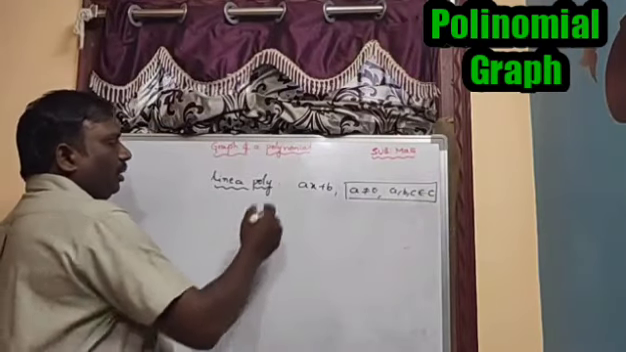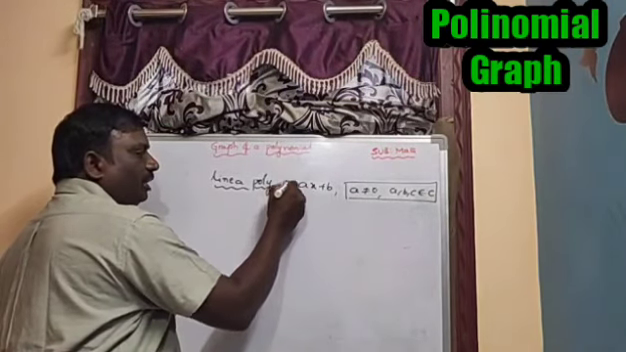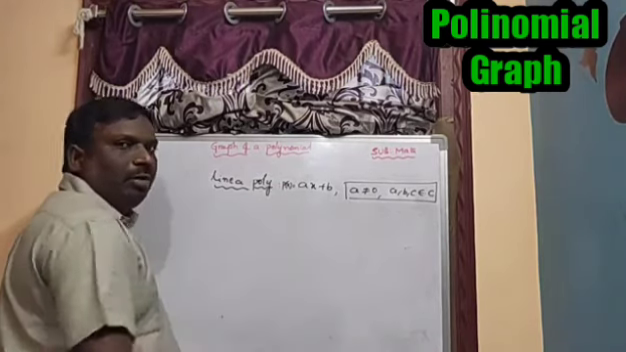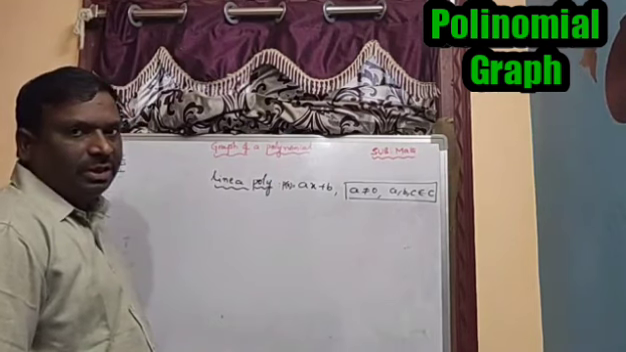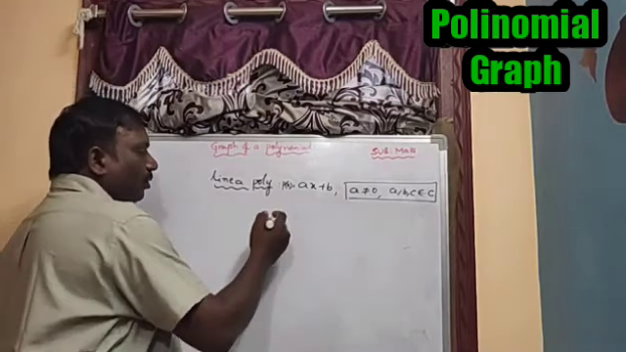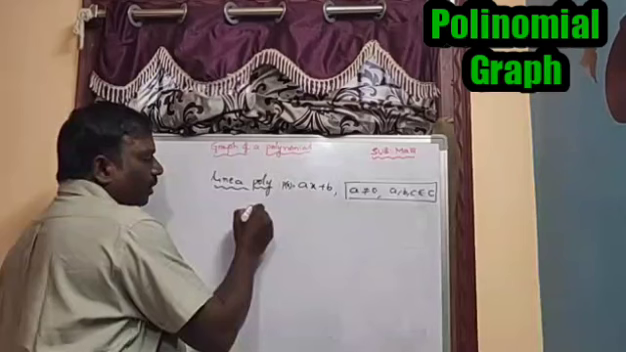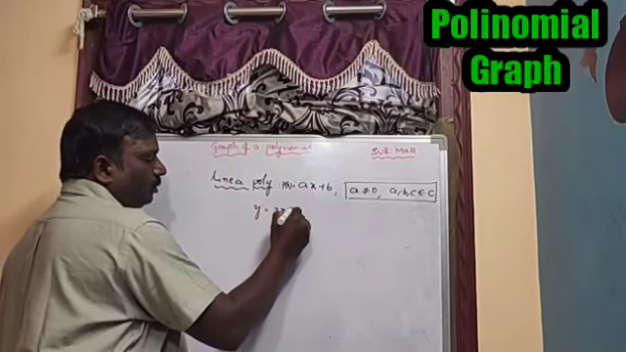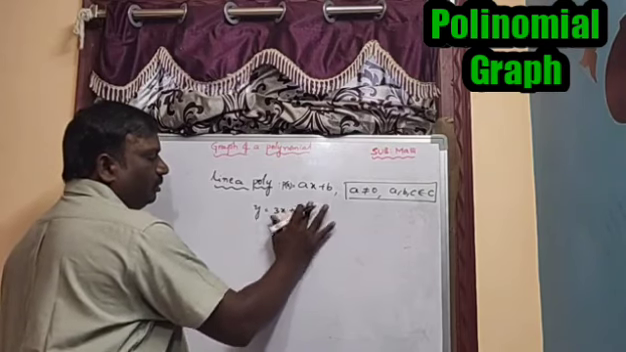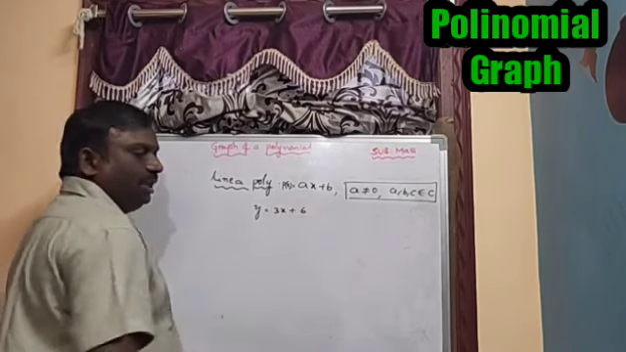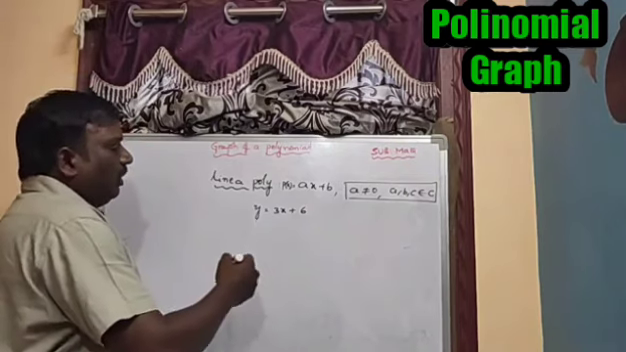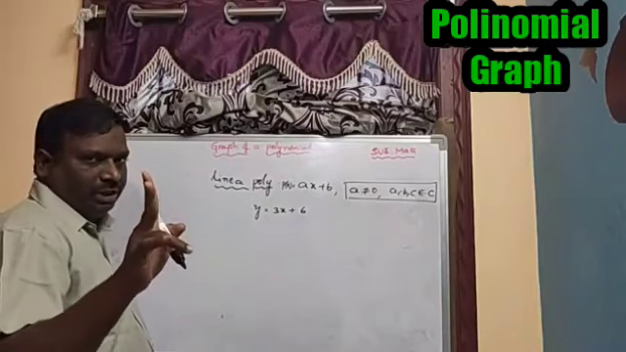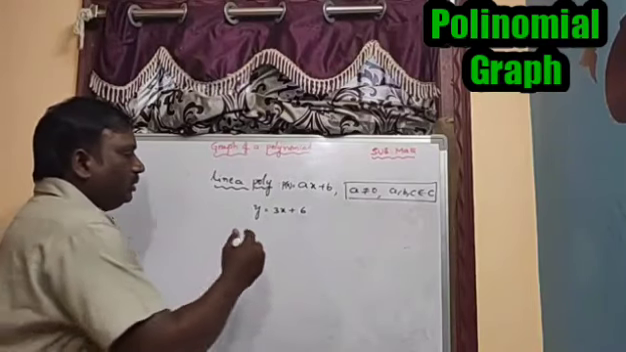Graph of a linear polynomial, in terms of x, that's why I am taking p of x. Graph of a linear polynomial is always a straight line. So how will it become? I am taking the example y equal to 3x plus 6. If it is a straight line, to draw it we need minimum 2 points.